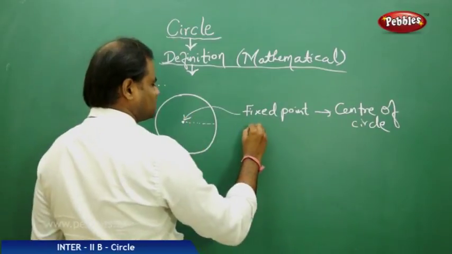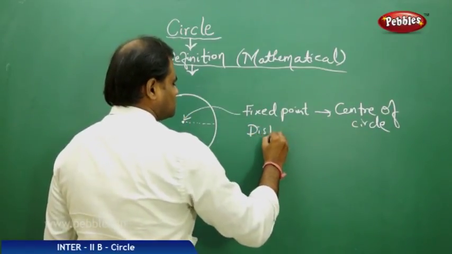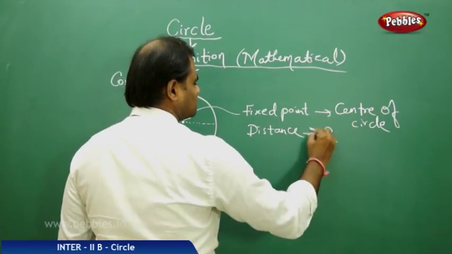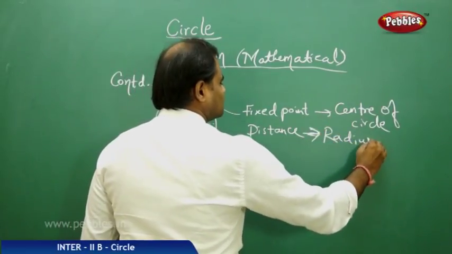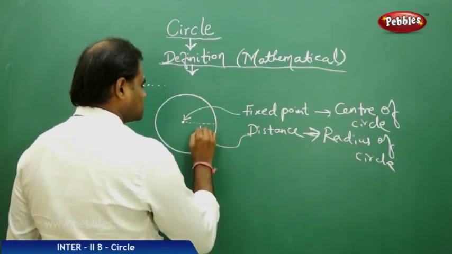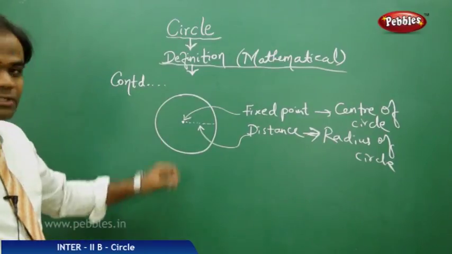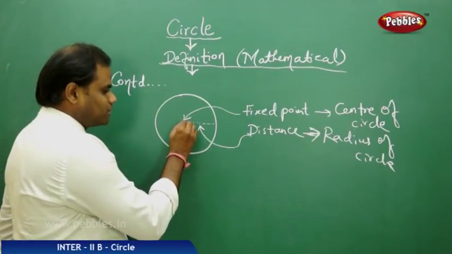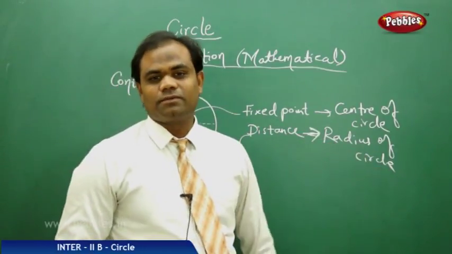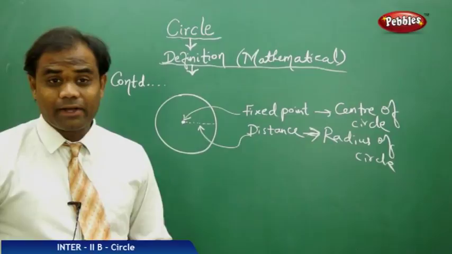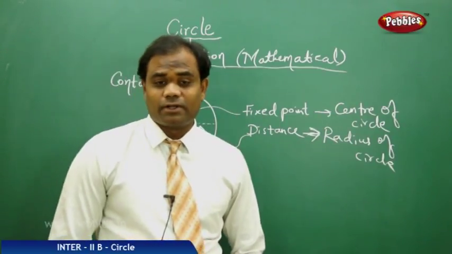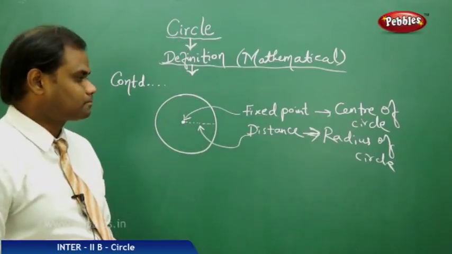and the distance is called the radius of the circle, which comes out to be this. So the center is the fixed point here and the distance here is called the radius of the circle. Therefore, center and radius define a circle in the mathematical sense of understanding, as can be seen here.